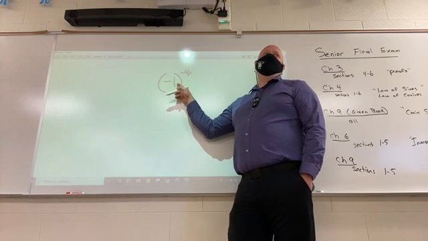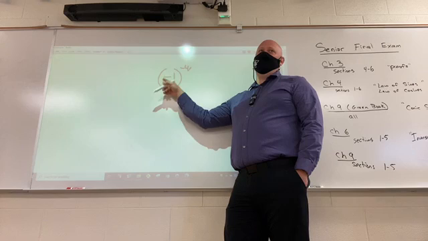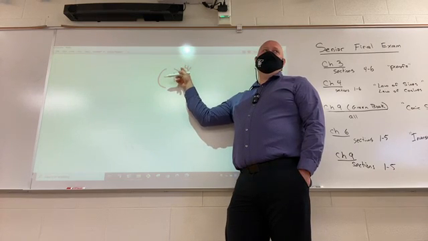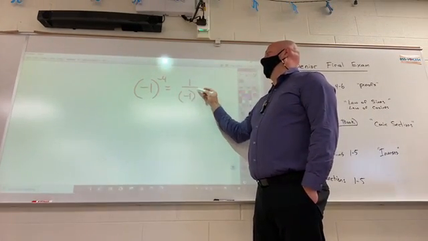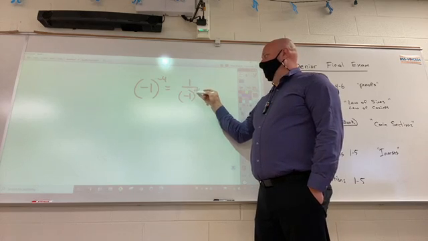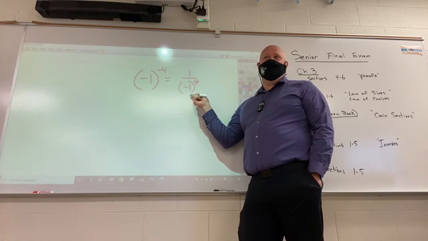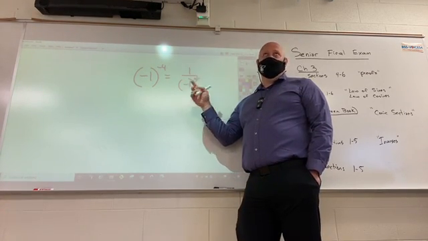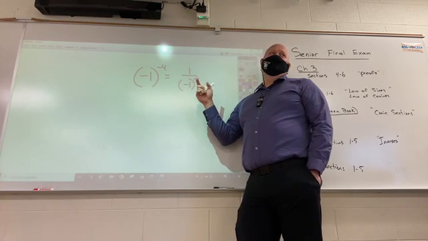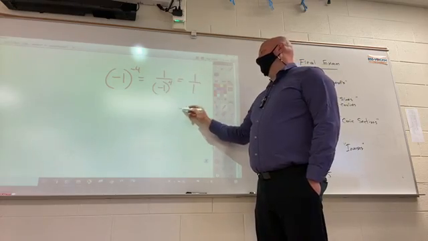How about number 8, where it's negative 1 to the negative 4th power? Do these two negatives cancel? No. Negative exponents never cancel negative numbers. What do you do with negative exponents? Flip them. So this becomes 1 over the negative 1 to the positive 4th power. Now, how many negative signs do I actually have here? 4 of them, which means a negative times a negative times a negative times a negative would be a positive, even number. So the answer is 1.